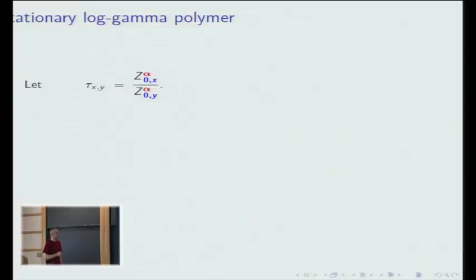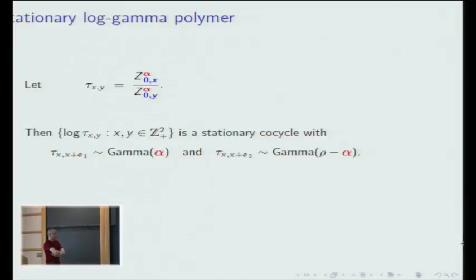Define these ratio variables for each x and y, and then take logs to make them additive. And this turns out to be a stationary cocycle again. In other words, the picture stays the same no matter where you shift the origin. In particular, the distribution stays the same. So those distributions that I built into the x and the y axis, those are repeated all over the lattice. So in particular, the horizontal edges have gamma alpha weights, and the vertical edges have gamma rho minus alpha weights. And then if you look at an axis, they're all independent.